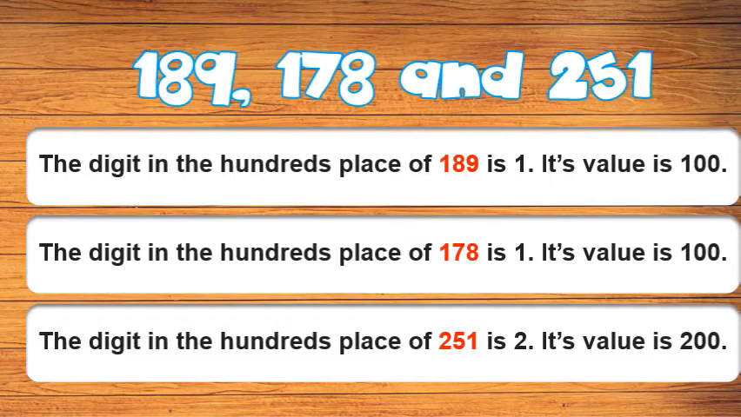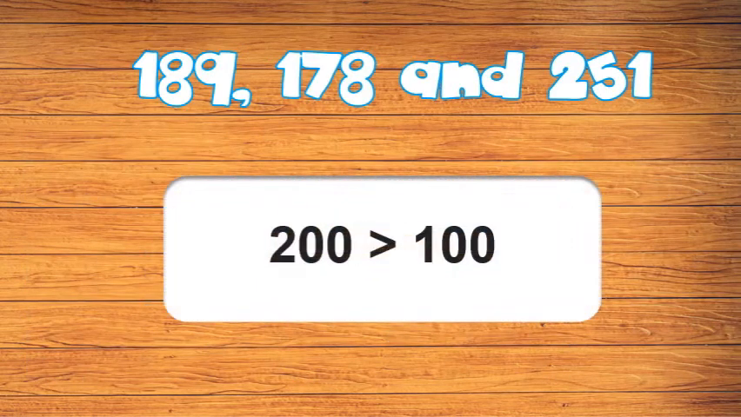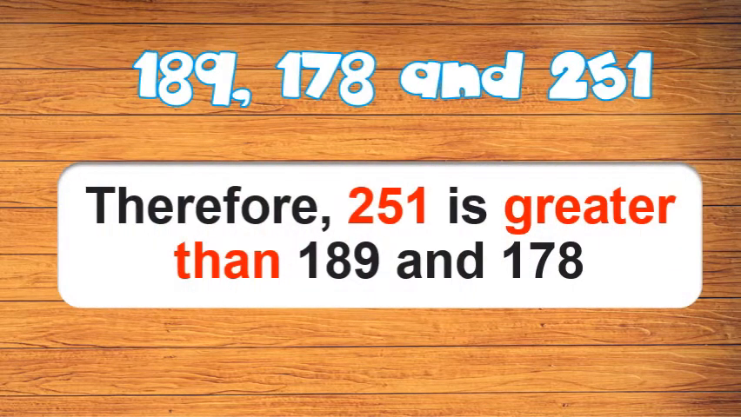Its value is 200. So which one is bigger, 200 or 100? You're right, meaning 200 is greater than 100. Very good. Therefore, 251 is greater than 189 and 178.